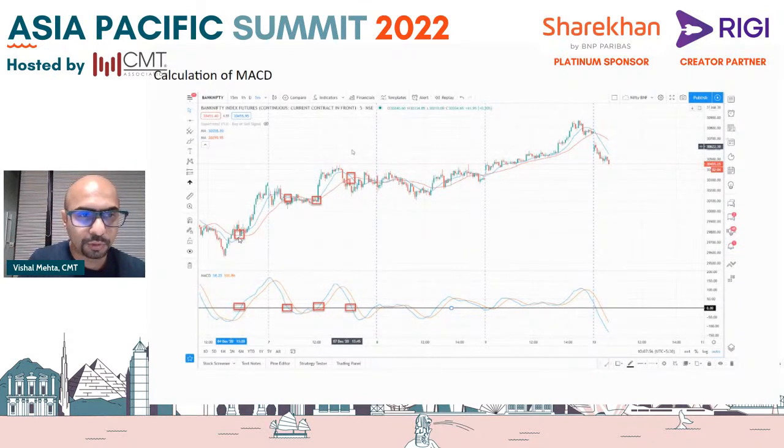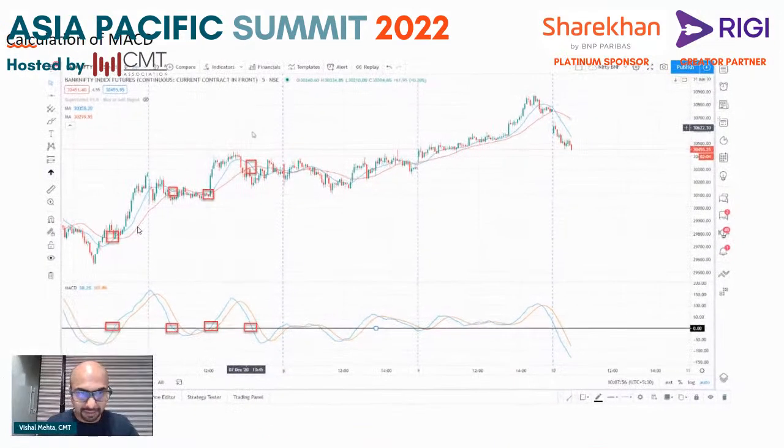But what I'm trying to show you is whenever the market moves up much faster, whenever there is a short term momentum going up, and if I'm taking a short term moving average, in this case, a 12 period moving average, and there is a long term moving average, in this case, a 26 period moving average.